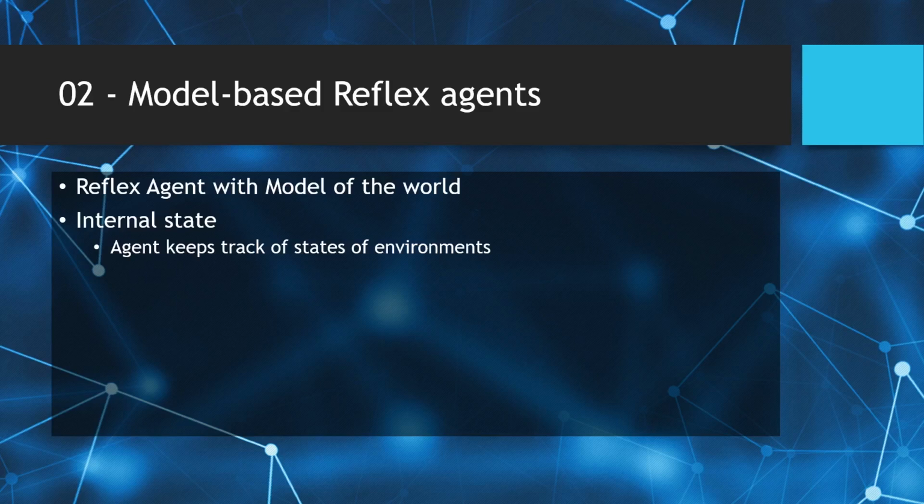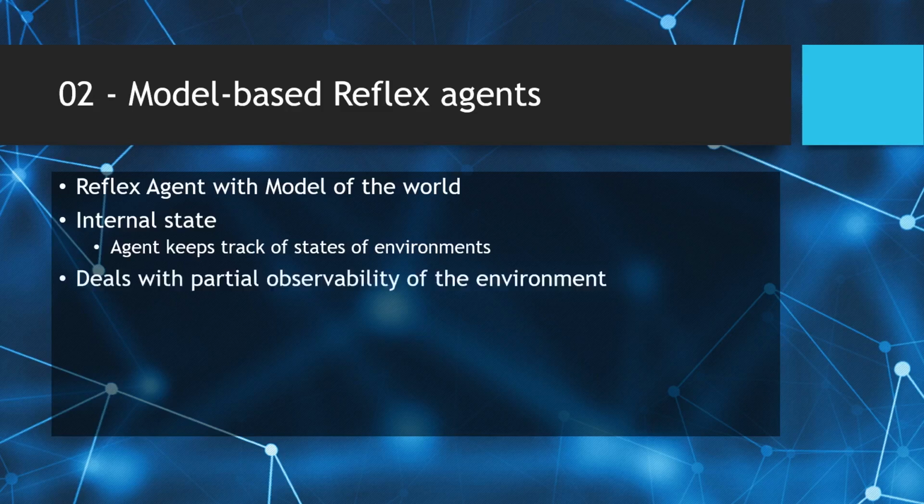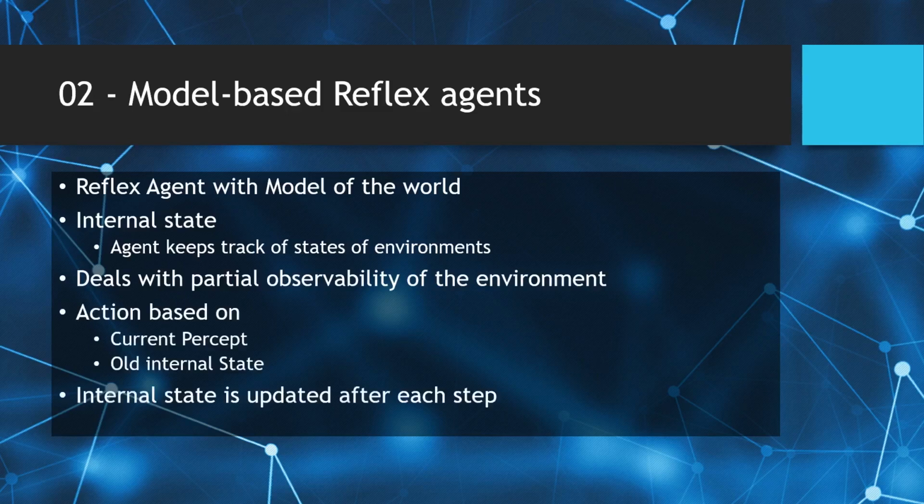That is, the agent should maintain some sort of internal state that depends on the percept history and thereby reflects at least some of the unobserved aspects of the current state. And that deals with the partial observability of the environment. The actions of model-based reflex agents are based on the current percept and the old internal state of the agent. The internal state is updated after each step.